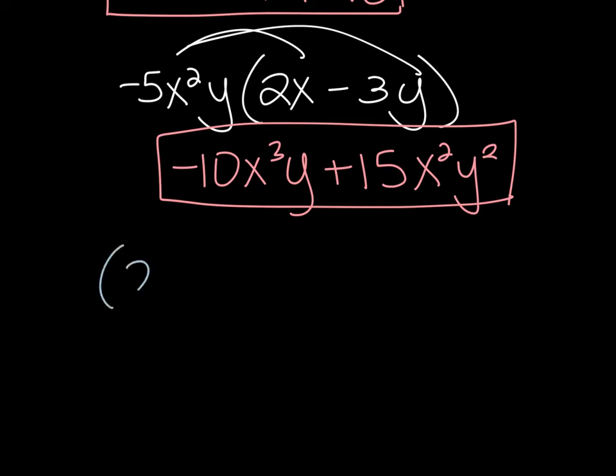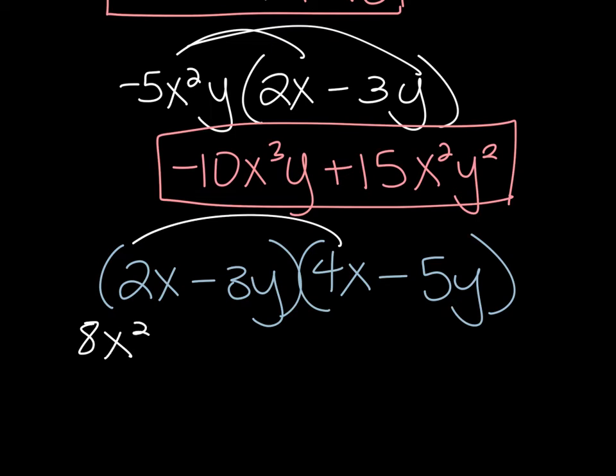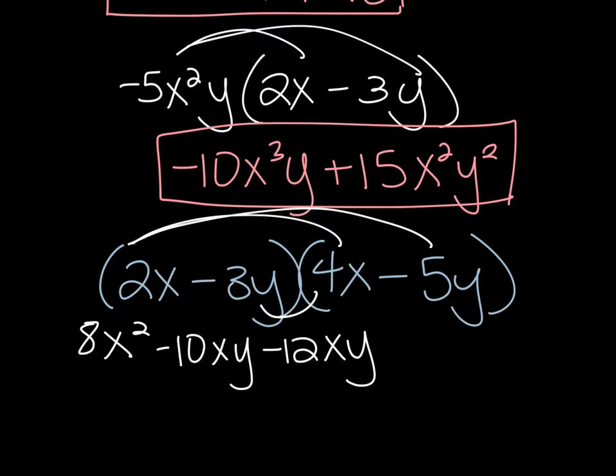Okay, then we had multiplying like 2x minus 3y times 4x minus 5y. So now you're multiplying a binomial by a binomial. This is where your foiling came in. First would be 2 times 4, which is 8. X times x is x squared. Outer, 2 times negative 5, so negative 10, and then there's an x and a y. Inner would be negative 3 times positive 4, negative 12, and there's an x and a y. And then last, negative 3 times negative 5 is positive 15, and there's 2 y's, so y squared.